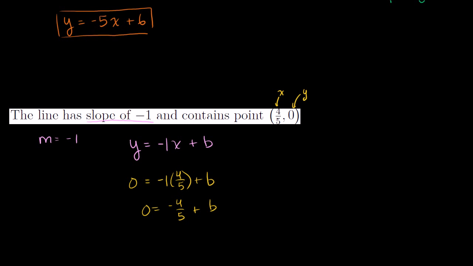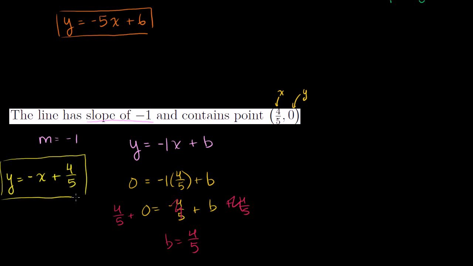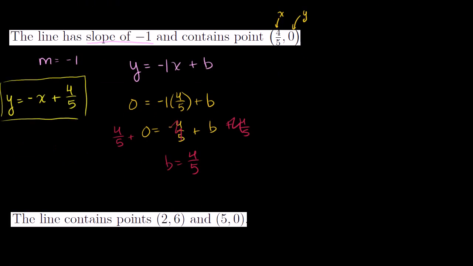We can add 4/5 to both sides of this equation. We could add a 4/5 there, and a 4/5 to that side as well. The whole reason I did that is so that it cancels out with that, and you get b is equal to 4/5. So we now have the equation of the line. Y is equal to -1 times x, which we should write as -x, plus b, which is 4/5. Just like that.